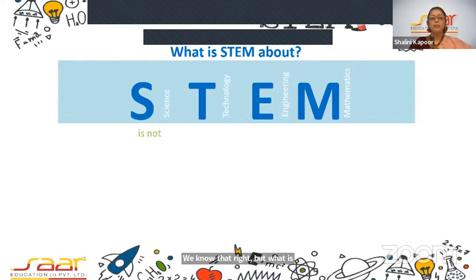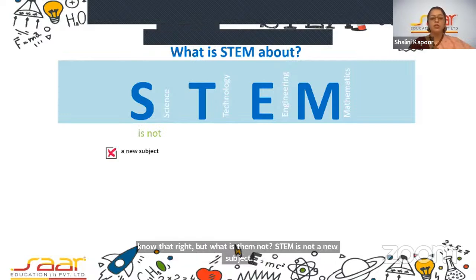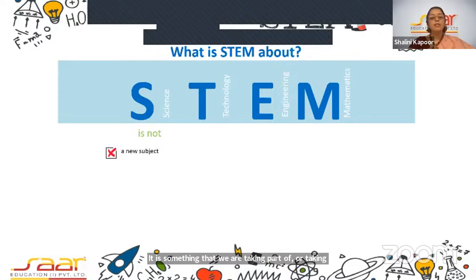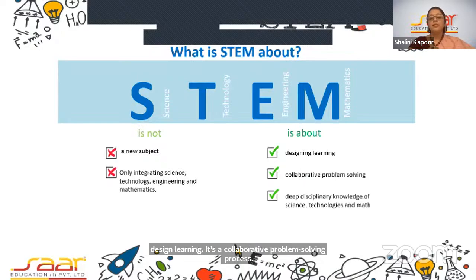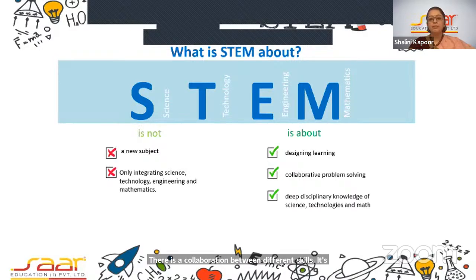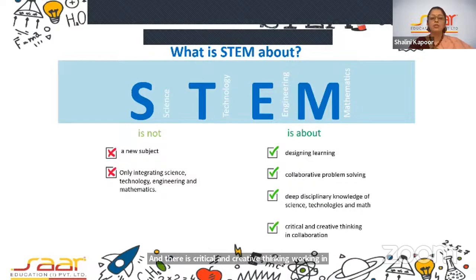STEM is not a new subject. It is something that we are taking part in throughout our life. And it is not just integrating science, technology, engineering, mathematics. It's beyond that. It's also creative. So what is STEM about? It's design learning. It's a collaborative problem-solving process. There is a collaboration between different skills. It's a deep disciplinary knowledge of science, technology, and maths which is involved. And there is critical and creative thinking, working in collaboration and giving us the solution. And STEM is not about preparing lessons. So that is one thing that as educators, we need to worry less about.